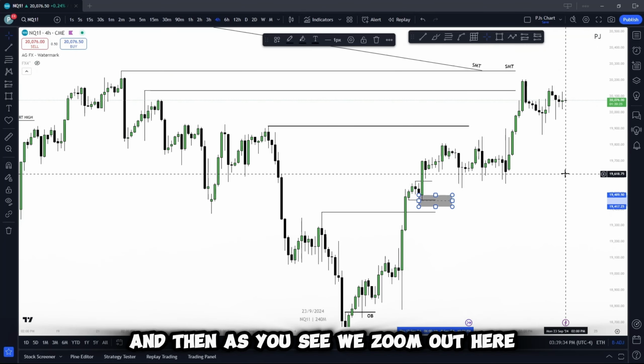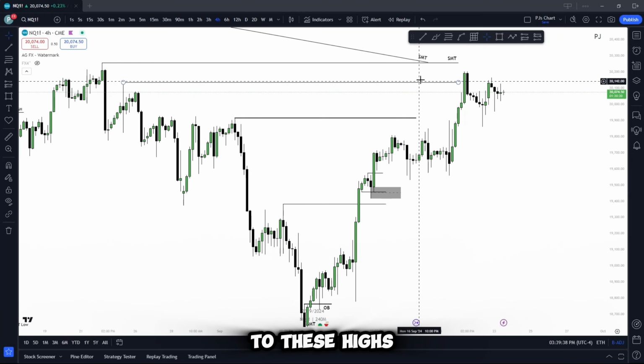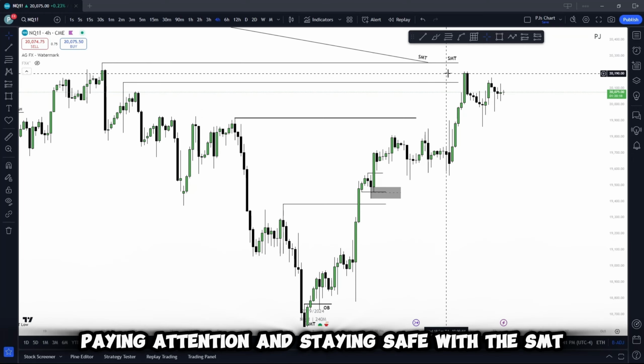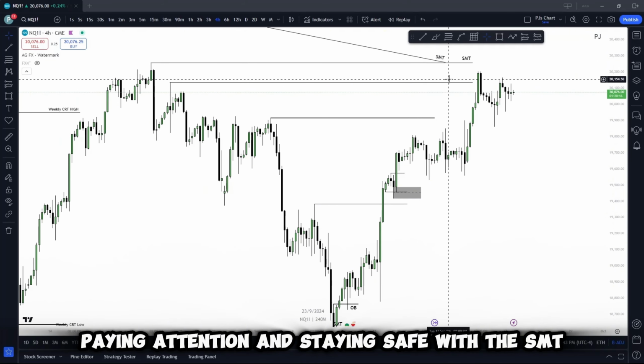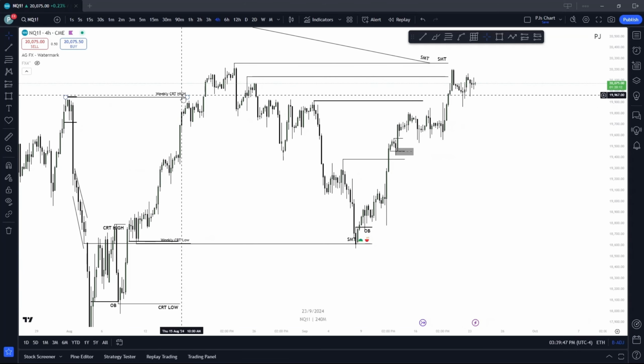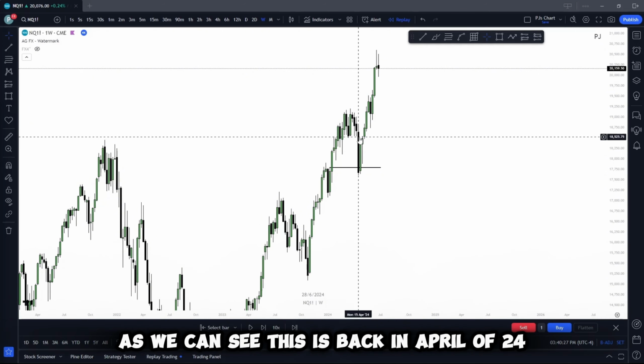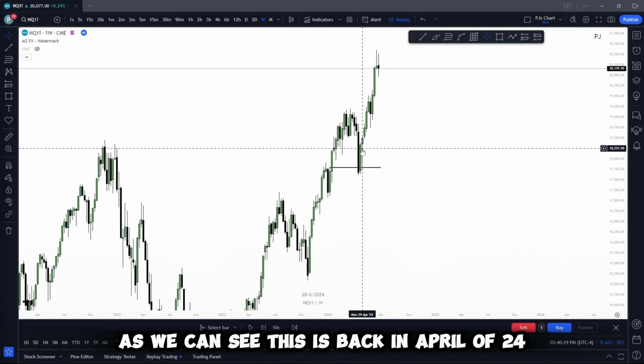And then as you see, we zoom out here, and we talked about finishing the buy model to these highs, paying attention and staying safe with the SMT above the highs and all-time highs with ES. This is where it's up to you to go back and look at your own chart and your own piece of price action. As we can see, this is back in April of 24.